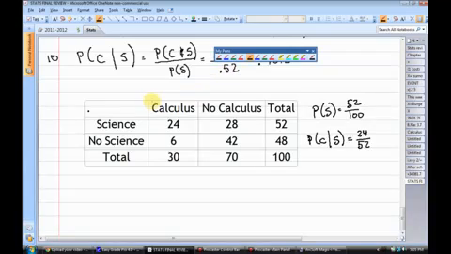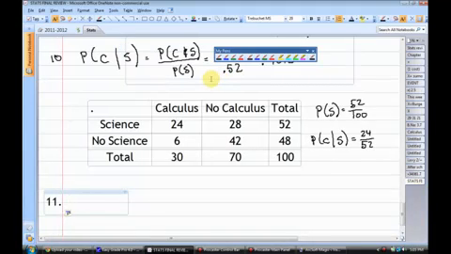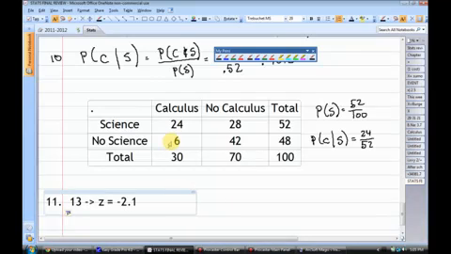Next one is question, we just did 10, so it looks like 11. So question 11. One of the values in a normal distribution is 13 and has a z-score of negative 2.1. So that tells me right there that the mean is greater than 13. Also, they say that the mean is 16.